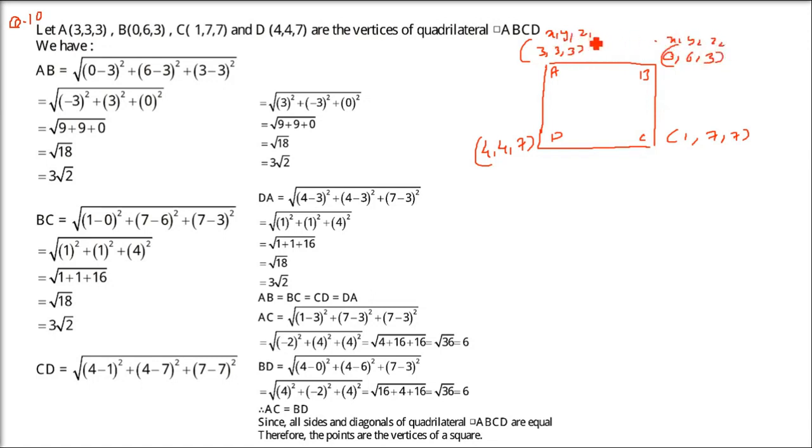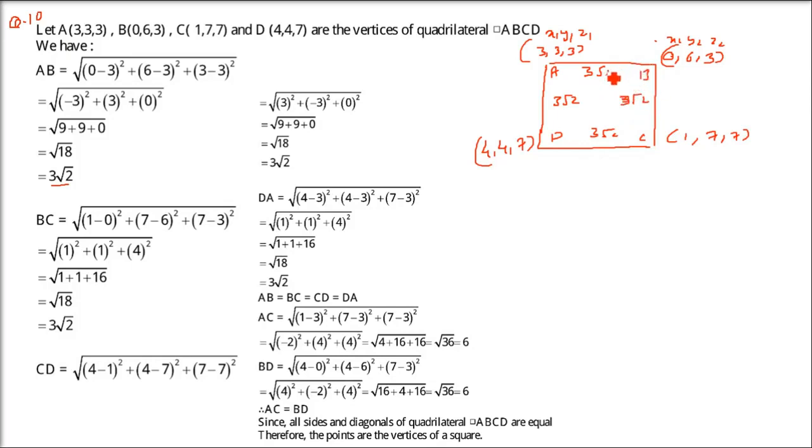So this you have to apply for each and every vertex. That is AB, 3 root 2 will come. If you see BC, CD, DA, all will be 3 under root 2, right? 3 root 2. So this is this. Now this is a square, but it can be a rhombus also.